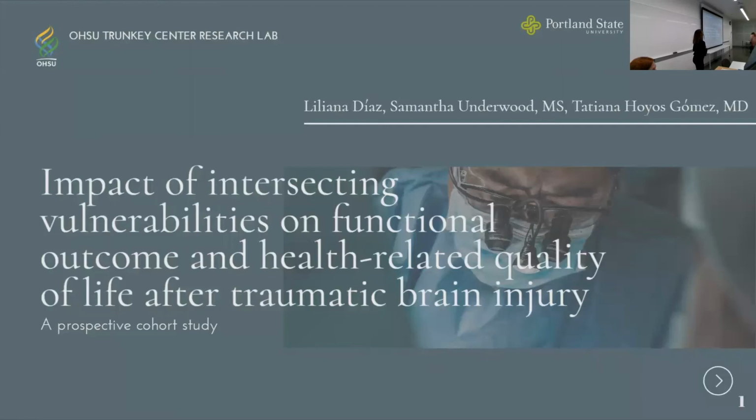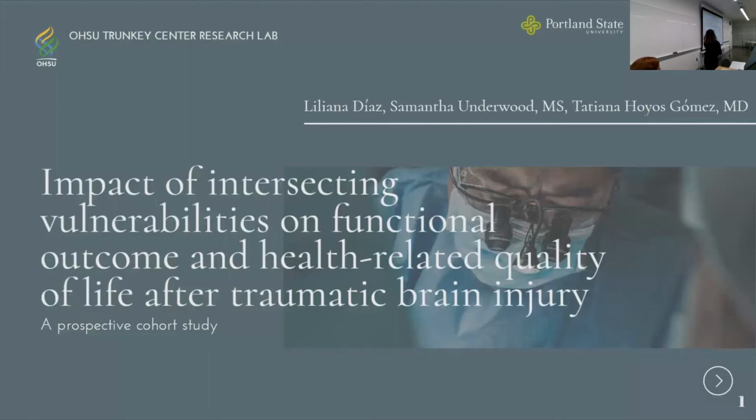My name is Liliana Diaz, and I am a rising senior studying public health and biology. And this is the study that I have developed and have been working on at the Truckee Center Research Lab at OHSU, in which we are looking at how intersectional abilities might affect a person's functional outcome and health-related quality of life after they've sustained a traumatic brain injury.